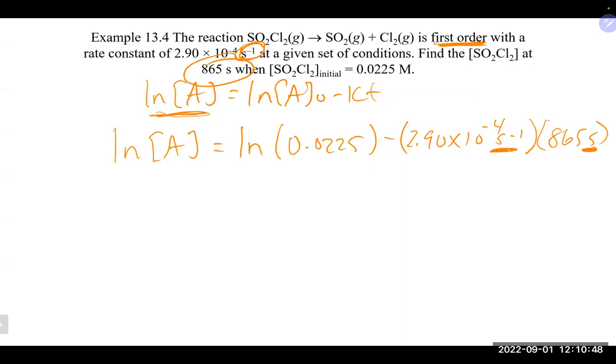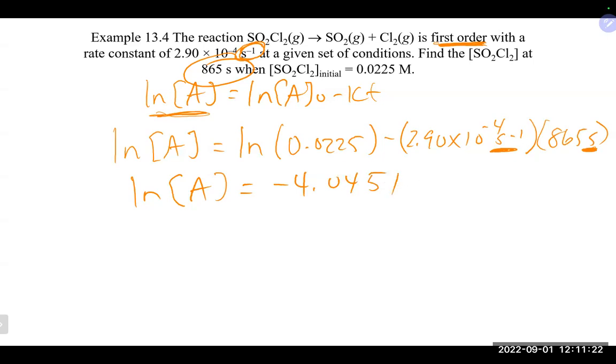So pretty much we could clean up everything on the left-hand side there. If we clean up everything on the left-hand side, we can take the natural log of 0.0225. It equals, then we're going to subtract from it 2.9 times 10 to the negative 4 times 865. In parentheses would be a good move on that, by the way. That's going to give you the natural log of A equals minus 4.0451, if you want to call it that.